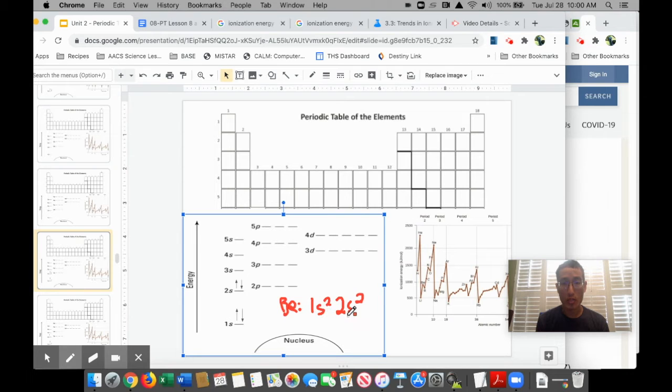Lithium would be 1s2, 2s1, because we haven't filled that up yet. So we see that there's an increase in energy, but then as we drop to boron, something interesting happens. We see a little dip in the energy. And so the question is, why does that happen? As I look at boron, boron's right here.